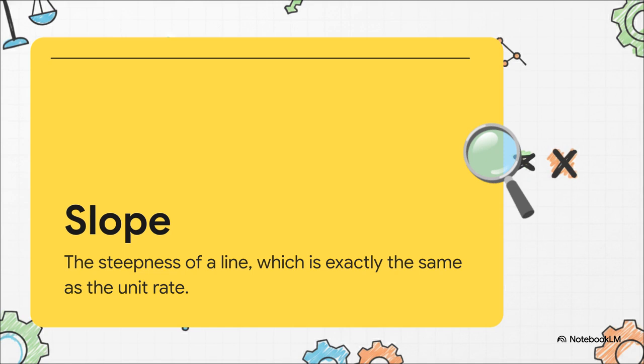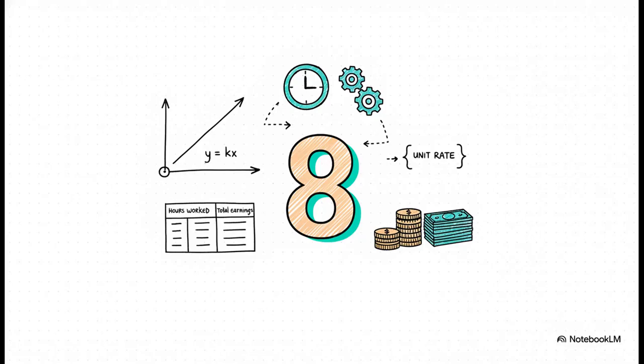And here is the magic connection for this lesson. In a proportional relationship, the slope is exactly the same thing as the unit rate. Since our unit rate is $8 an hour, the slope of our line is also 8. Every time we move over 1 hour on the graph, we move up exactly $8. Which brings us to the whole shebang, our final equation for this scenario, y equals 8x.